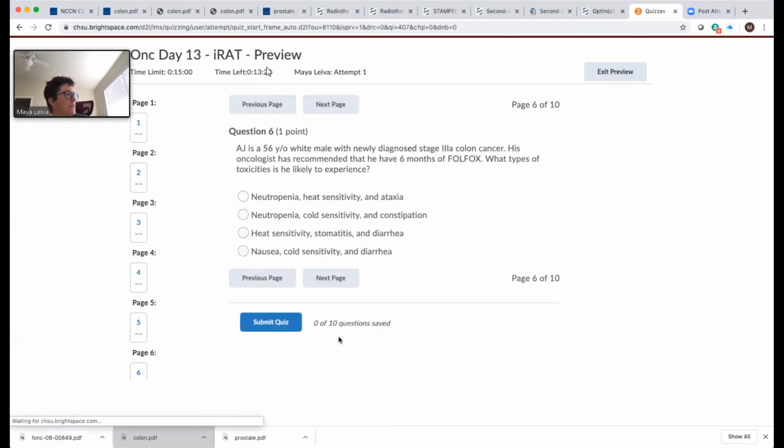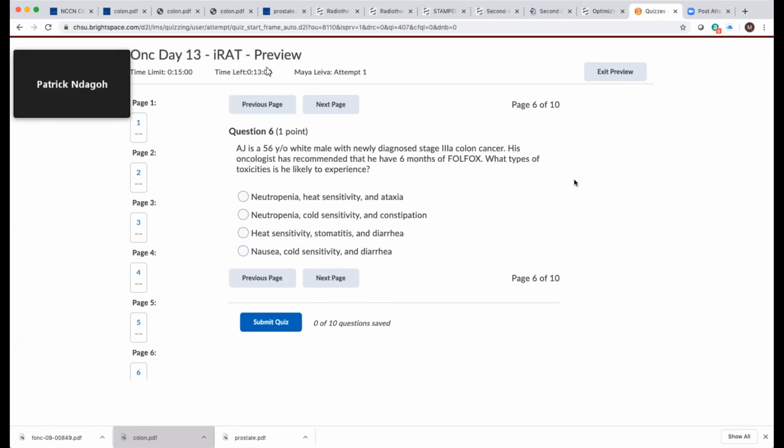All right, okay. AG is a 56-year-old white male with newly diagnosed stage 3A colon cancer. His oncologist has recommended that he have 6 months of FOLFOX. It's a lot of chemo. What types of toxicities is he likely to experience? So we kind of talked about this. Which of the ones do you think he's most likely to experience? Nausea. Yep. So nausea is possibly one because it's a moderate emetogen, right? What else? Cold sensitivity and diarrhea.